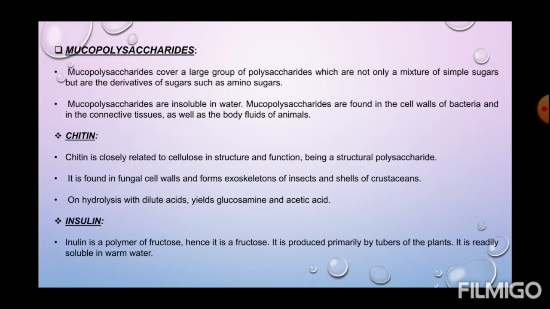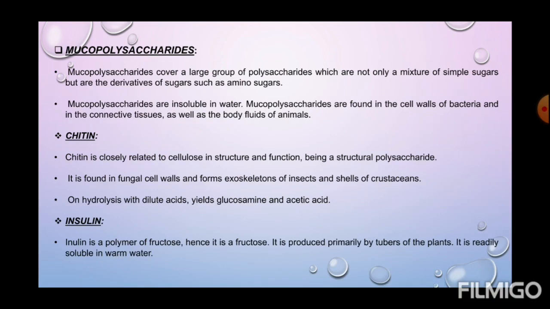Now, mucopolysaccharides. They are a larger group of polysaccharides, and they are not only a mixture of simple sugars but also derivatives of complex sugars. We don't have to go into the detail of mucopolysaccharides, but you have to learn that they are insoluble in water. They are found in the cell walls of bacteria and in connective tissues.